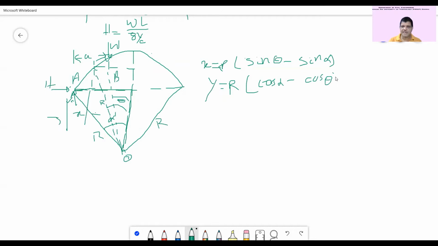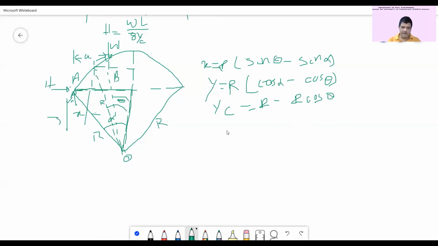Now, if you go for this value of YC, you can also find it in terms of R. This is equal to R cos theta, so R into 1 minus cos theta. So you can also find YC. If you are interested in YC, it is equal to R minus R cos theta. So you can also find this value.